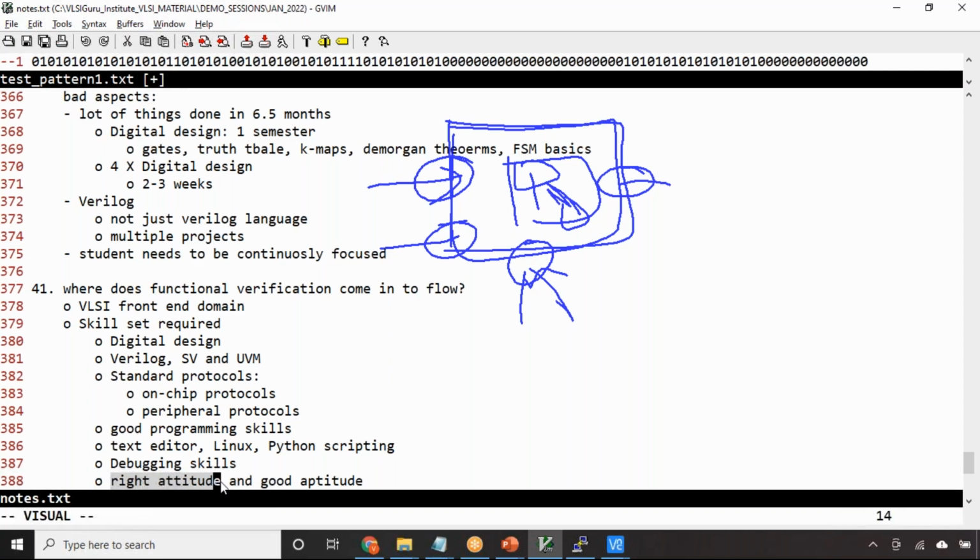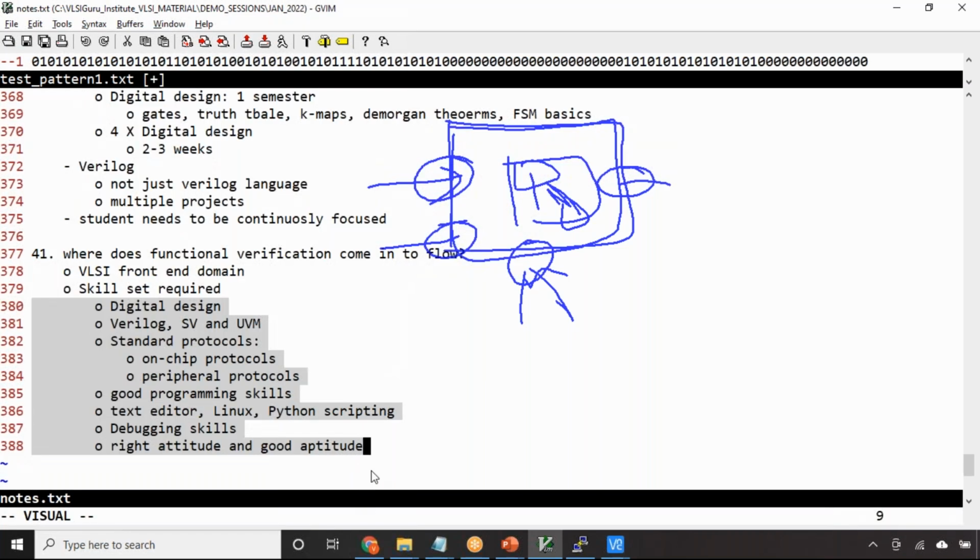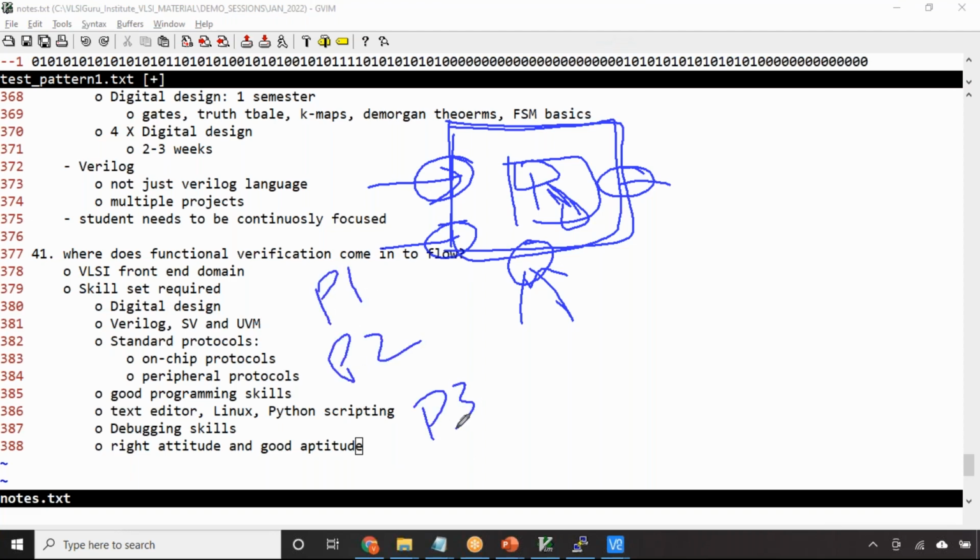That is right attitude. What do I mean by good aptitude? You need basic aptitude to understand the problem, and some problem solving skills. That is all you require. Typically, our course is designed in such a way that we focus on all these aspects, and we try to divide this whole learning into multiple aspects. That is where I mentioned phase 1, phase 2, and phase 3. Okay. Is this how the training will go?